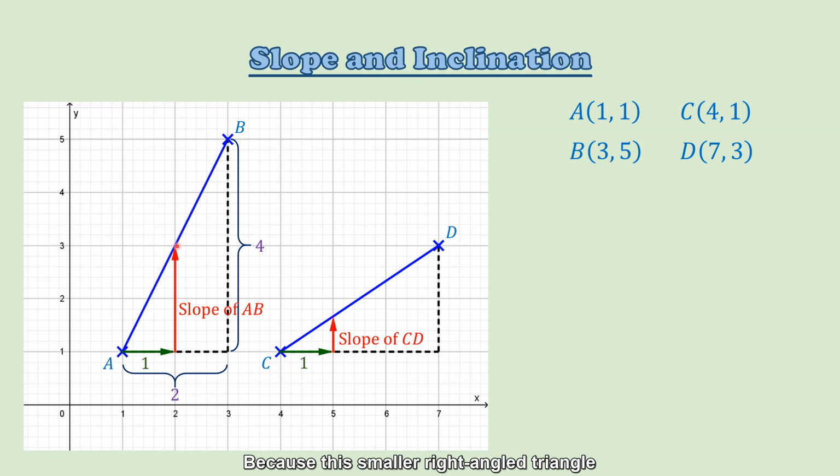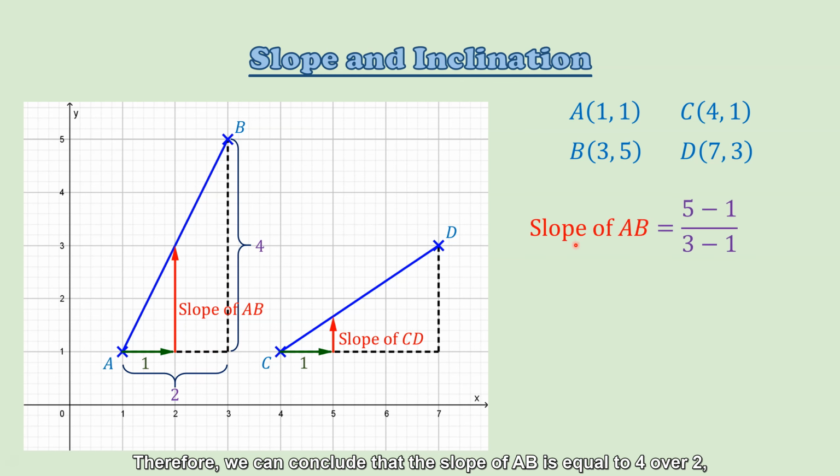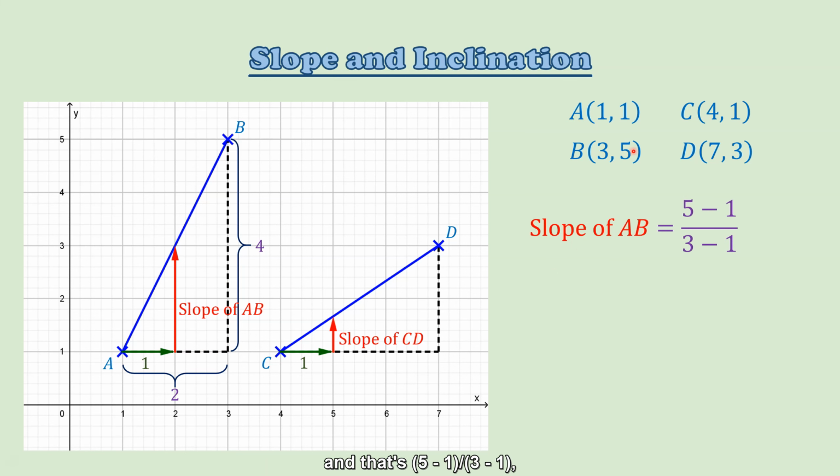Because this smaller right-angled triangle and this larger right-angled triangle are similar, by corresponding sides of similar triangles, we should know that the ratio of this side to this side is equal to the ratio of this side to this side. Therefore, we can conclude that the slope of AB is equal to 4 over 2, and that's 5 minus 1 over 3 minus 1, and as a result it is equal to 2.